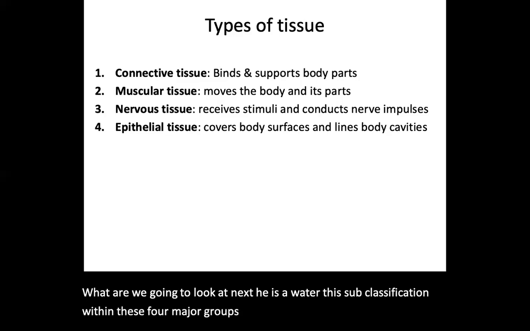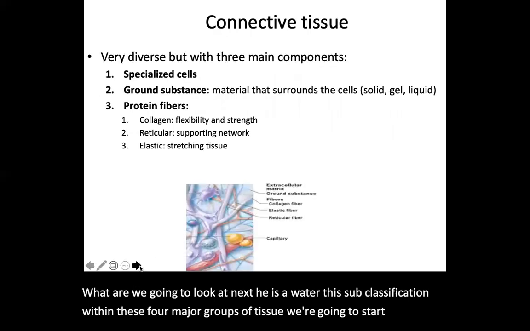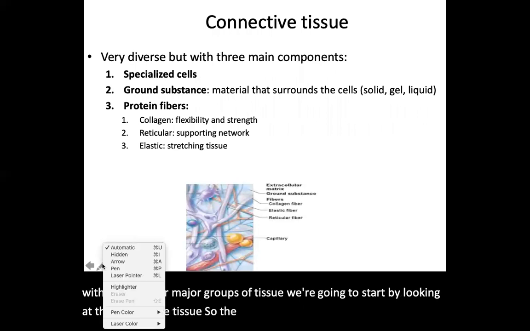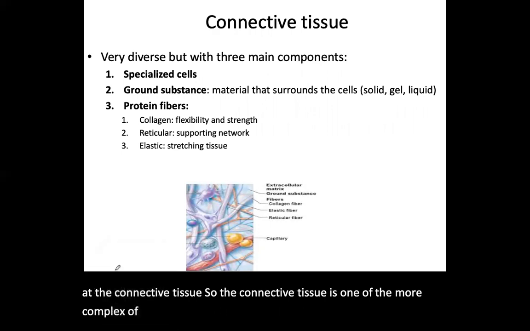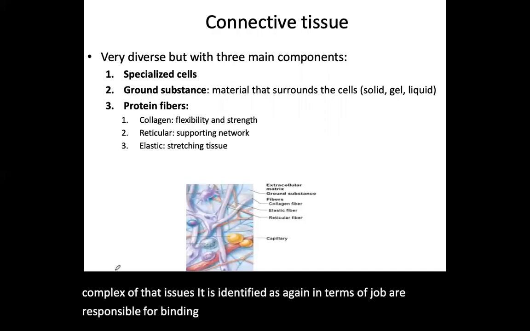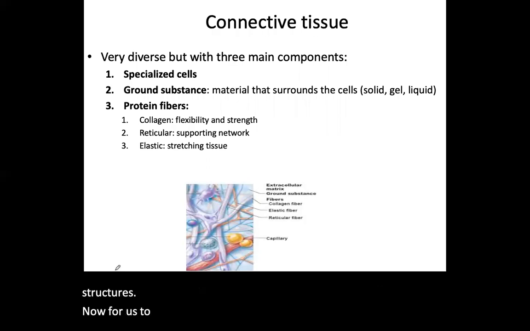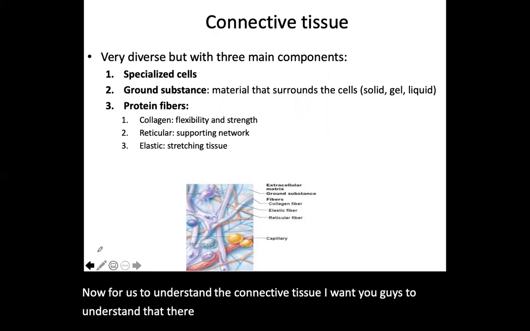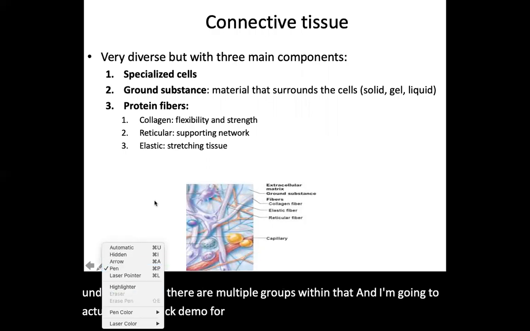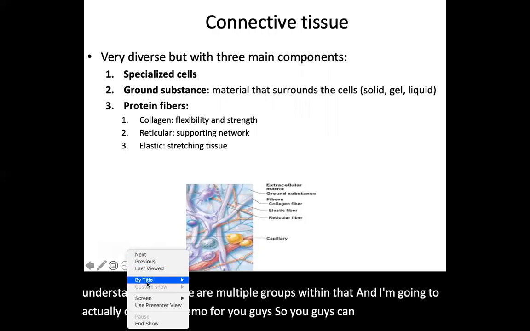So what we're going to look at next is the subclassifications within these four major groups of tissue. We're going to start by looking at the connective tissue. The connective tissue is one of the more complex of the tissues. It is responsible for binding and holding and supporting the rest of the body structures. For us to understand the connective tissue, I want you to understand that there are multiple groups within that, and I'm going to do a quick demo so you can see what this breakdown looks like.